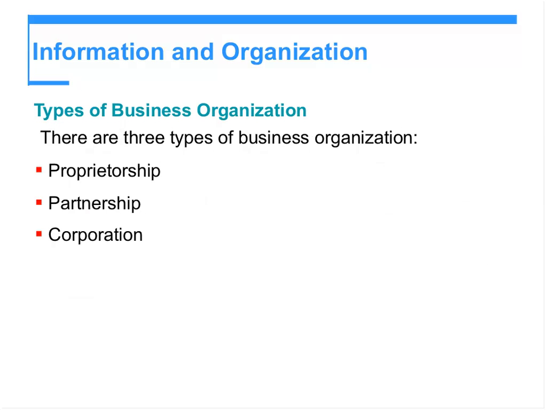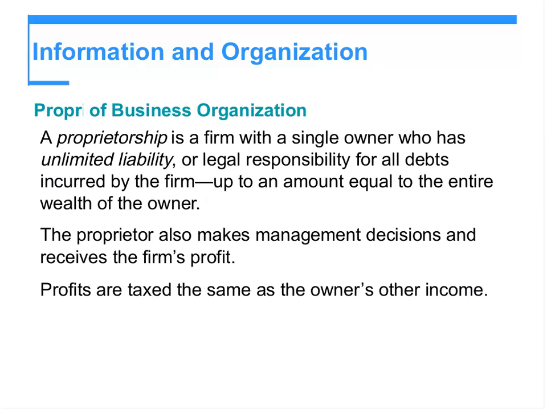These are the types of business organizations. The three types of business organization: we have the proprietorship, the partnership, and the corporation. So what is this proprietorship? The first one. A proprietorship is a firm with a single owner who has unlimited liability, or legal responsibility, for all debt incurred by the firm up to an amount equal to the entire wealth of the owner.